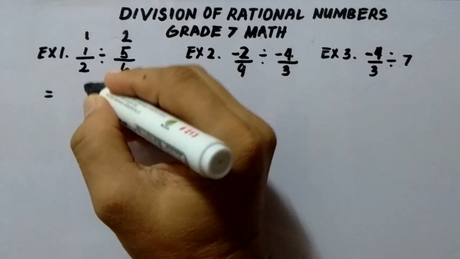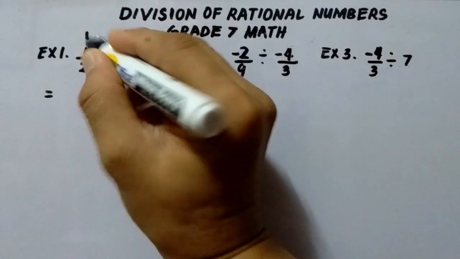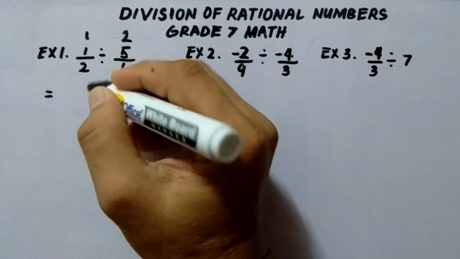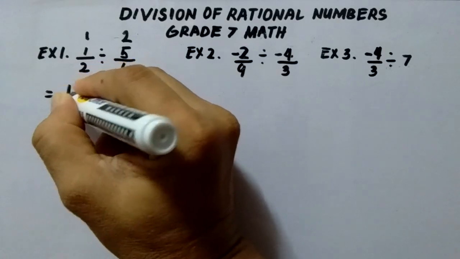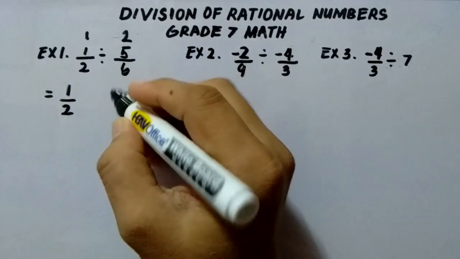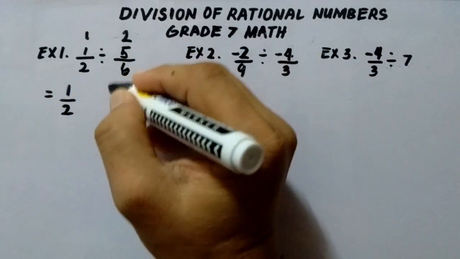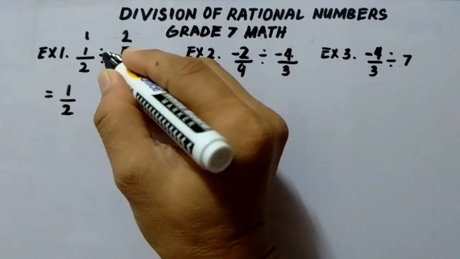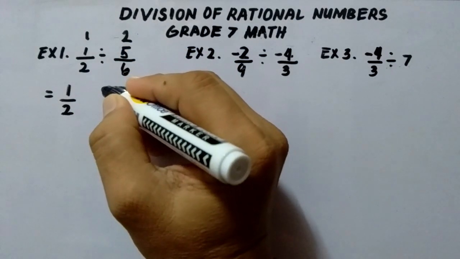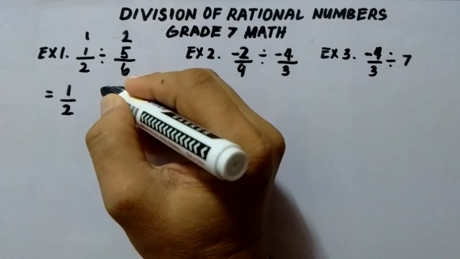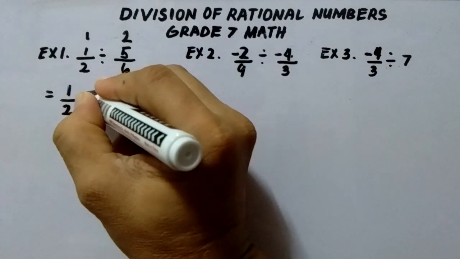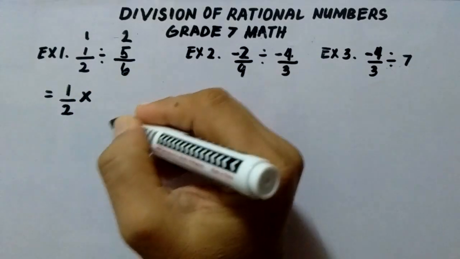Okay, so the first step is to copy the first fraction. So we have 1/2. Okay, so let's have a copy here. 1 over 2. Then, second step, convert division into multiplication. So, ibig sabihin po, yung division, palitan po natin ng multiplication. Okay, so magiging multiplication na po yan dito.